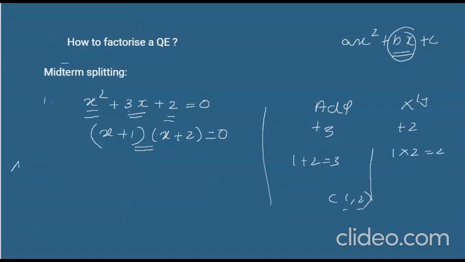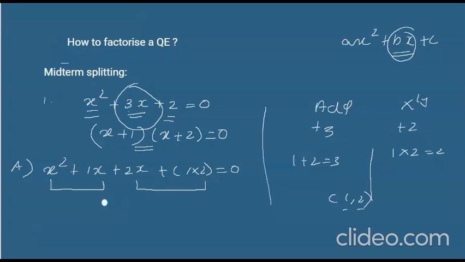Let us check. By middle term splitting, this is x square and 3x, this is the middle term. It can be split as 1x plus 2x. For example, if 3 oranges are there, you can write 1 orange plus 2 oranges. So 3x can be written as 1x plus 2x, plus 2 can be written as 1 into 2. Remember, the same numbers you should write here, equal to 0. Now what you have to do? Take the first and second term together, third and last term together.